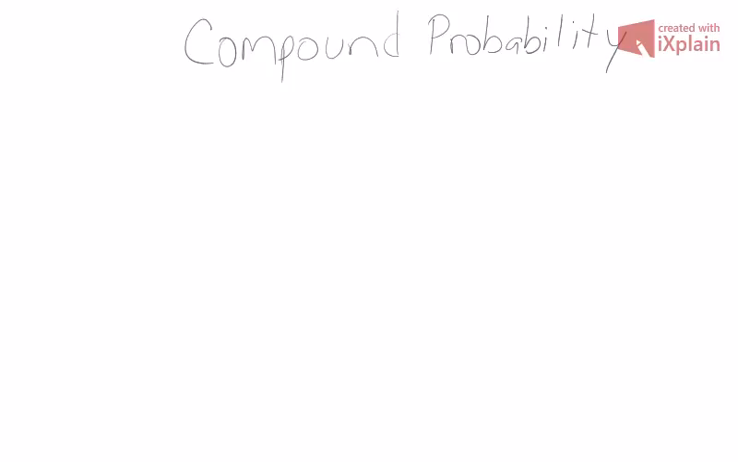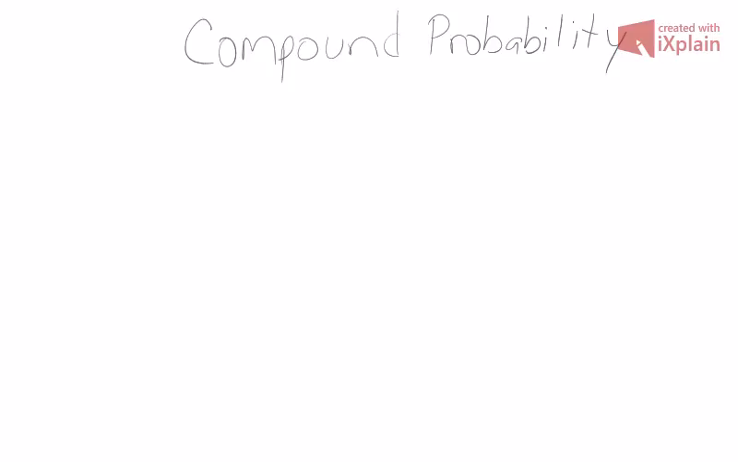Hello, today we're going to look at compound probability. When we've talked about probability, we're talking about the likelihood of something happening. And so compound probability is when we are going to have more than one thing happen. So we're going to have multiple events, and we're going to figure out the probability of multiple things happening.